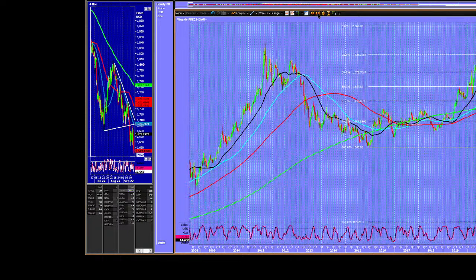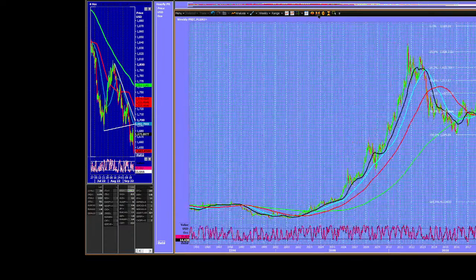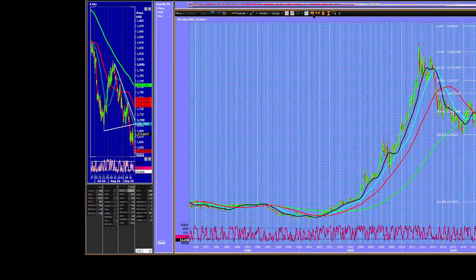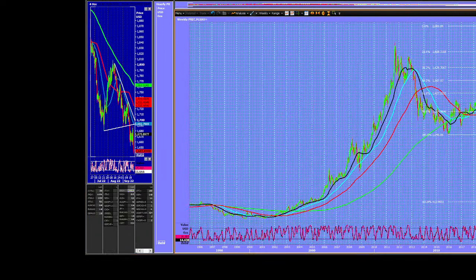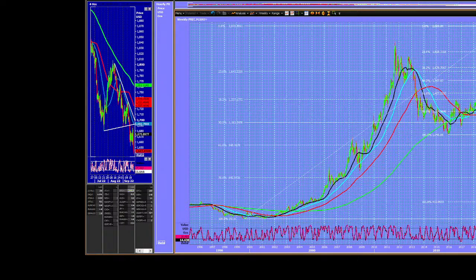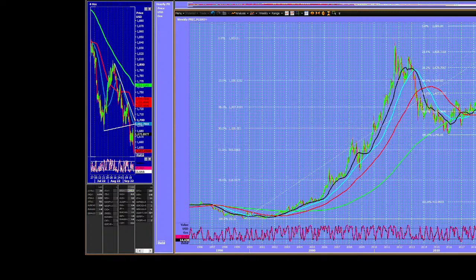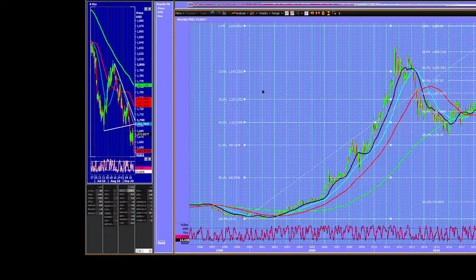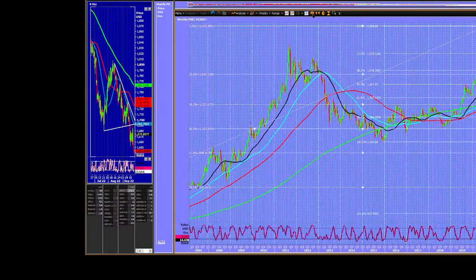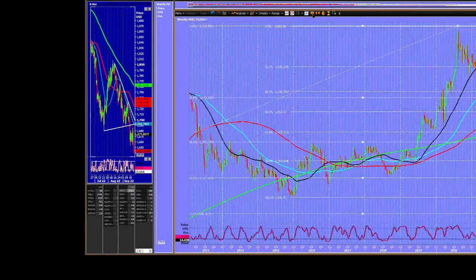Actually, while I'm here, why don't we just put a fib going back to the 2000 low, just out of interest. I do like to go all the way back, as you know, and just see where, yeah, that's the high. So the 23.6% fib there is 1643. Do you know what? I didn't know that. That is actually really important.